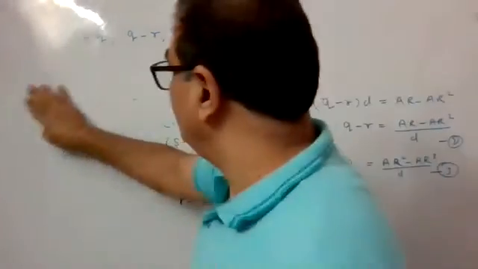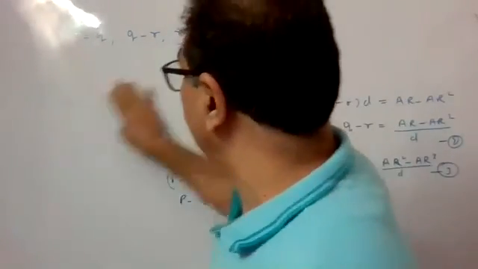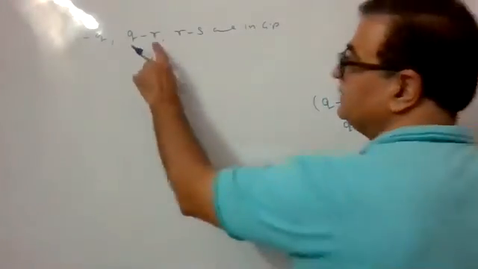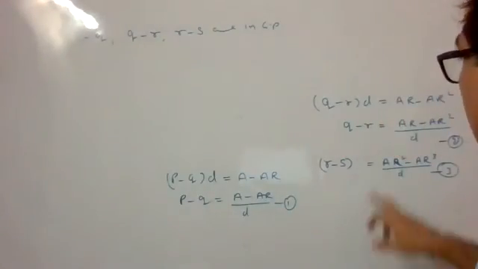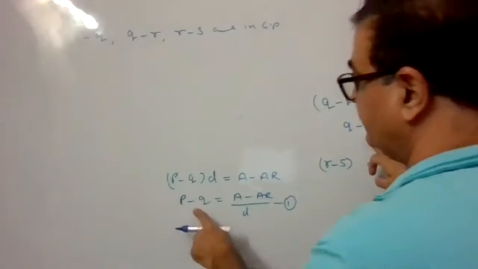And the question says they are in GP, which means I have to show that this by this is this by this. That means I calculate Q minus R by P minus Q.